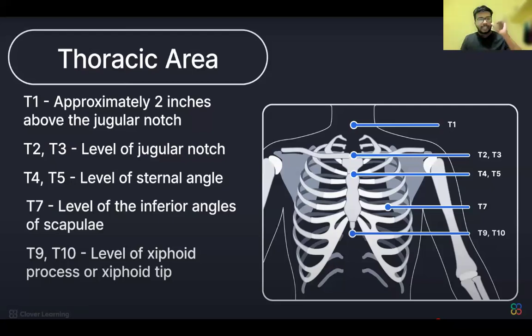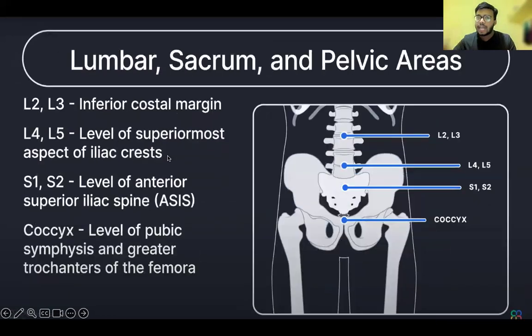Keep in mind, T1 at the level of 2 inches above the jugular notch. T2, T3 at the level of the sternal notch. T4, T5 sternal angle. T7 inferior angle of the scapula, where we keep the centering point for chest PA. T9, T10 xiphoid process or xiphoid tip. Clear? Yes. Now we are going to discuss the surface landmarks or external indicators in the lumbar, sacral, and pelvic area.